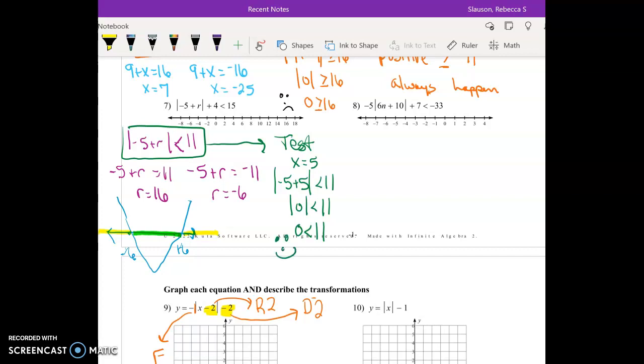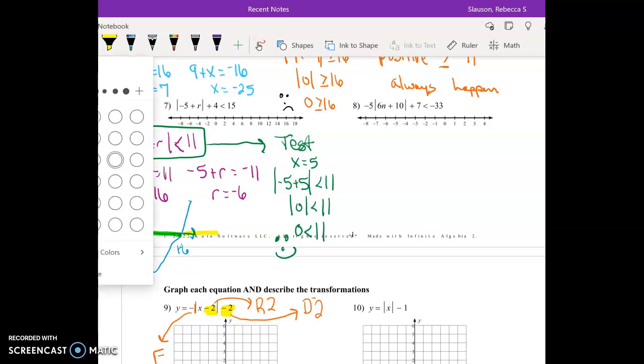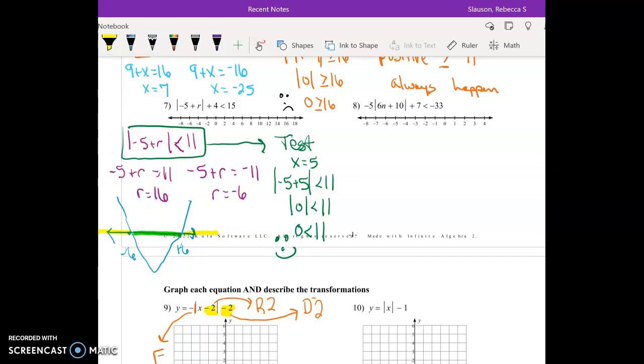So now I just want to check where that 5 was. And if you haven't picked up on the pattern, the number that we're testing always happens to be inside the V. So 5 is somewhere in here. And that means my alligator does like to be happy here. It likes to be in between -6 and 16.